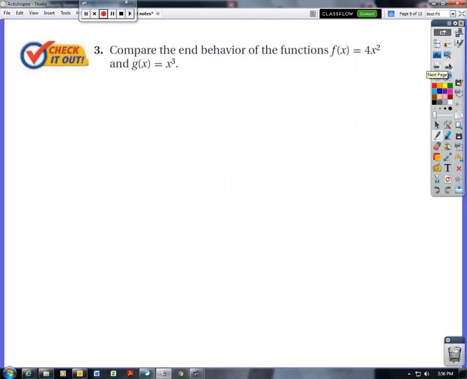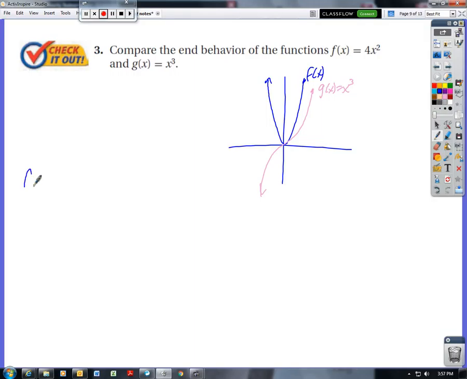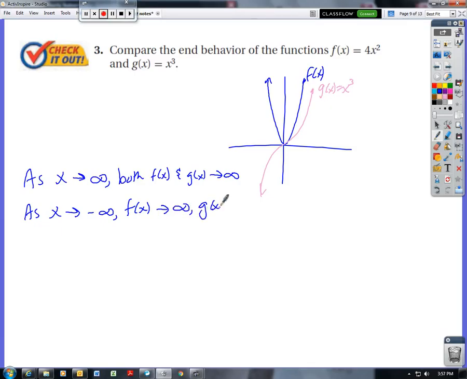Okay, try this one on your own. I'll do the answers real quickly. I won't take as much time to explain. 4x squared looks like that. And g of x, x cubed looks like this, sort of roughly. I'm just really concerned about the shape, not so much exactly where it's at. So the answer would be, as x approaches infinity, both f of x and g of x approach infinity. And as x approaches negative infinity, f of x will approach positive infinity and g of x will approach negative infinity. It does go down forever, downward.